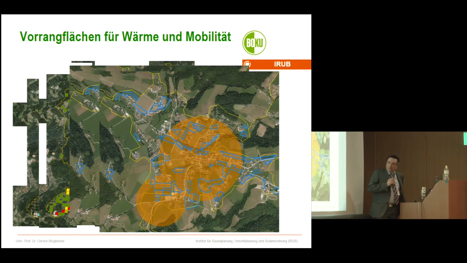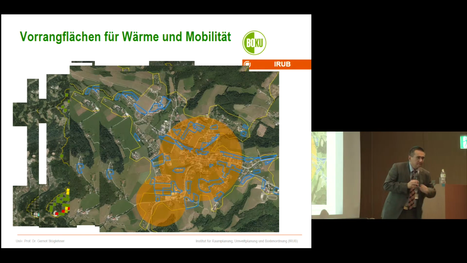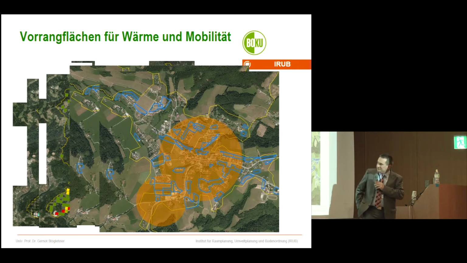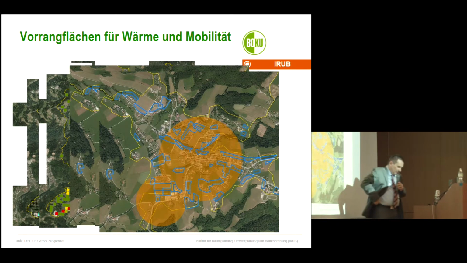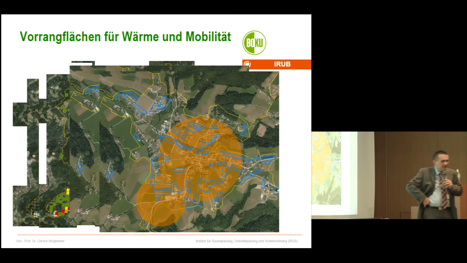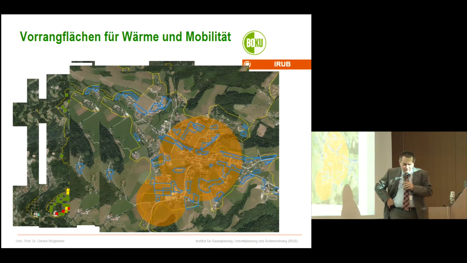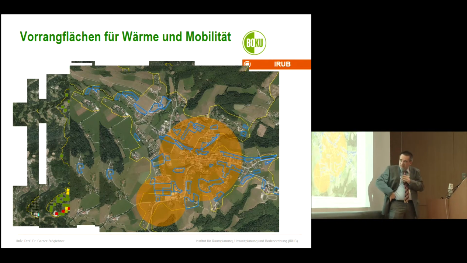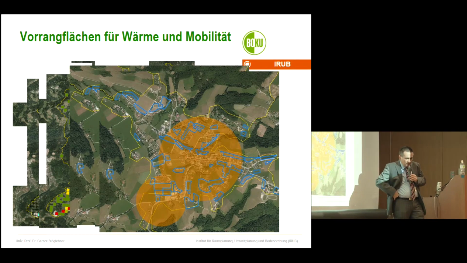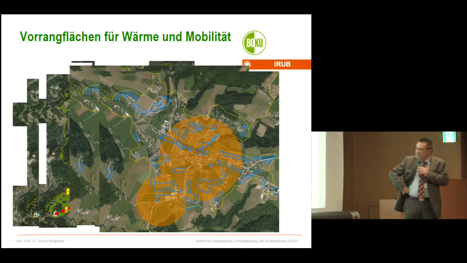So I said something about mobility. What we have in Austria is a data set about the stops of public transport, and they are also classified in different classes depending on the amount of connections that you have and also the kind of transport means that you have. And what we did, we combined it with a model to see how big the intensity of use of the areas around these stops is.